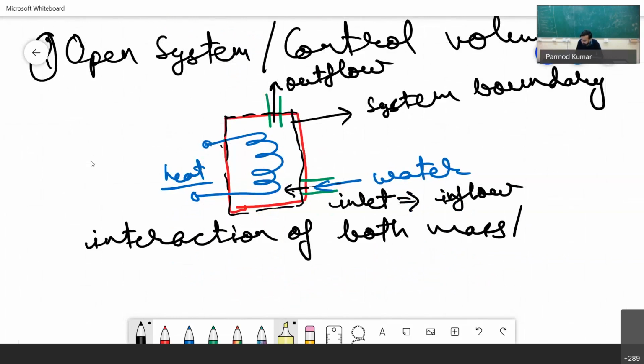both mass as well as energy across the system boundary, we call that type of system our open system or control volume.